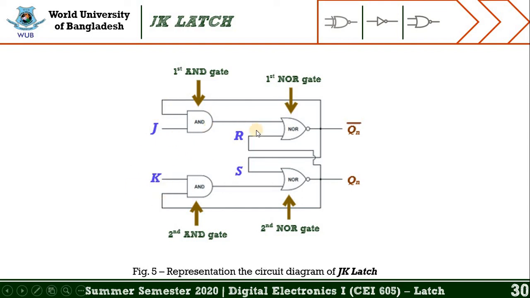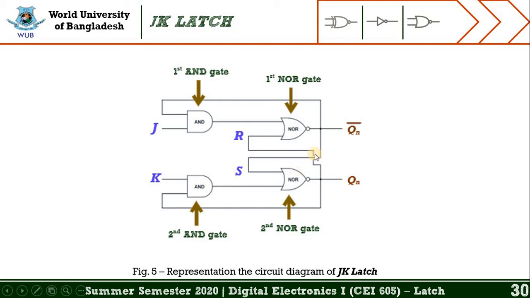And in the middle section, you may find four logic gates, two input NAND gates and two input NOR gates. If you look at the first NAND gate, or you can say the upper NAND gate, then you may find one of the inputs is J. And if you look at the lower NAND gate, one of the inputs of this NAND gate is K.